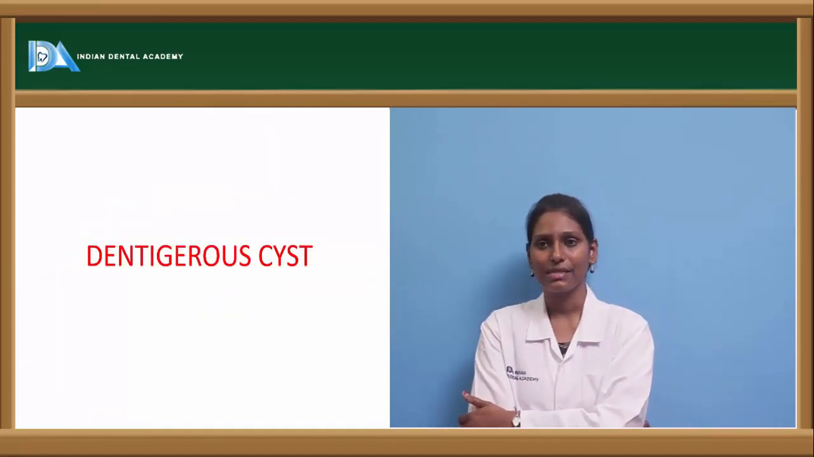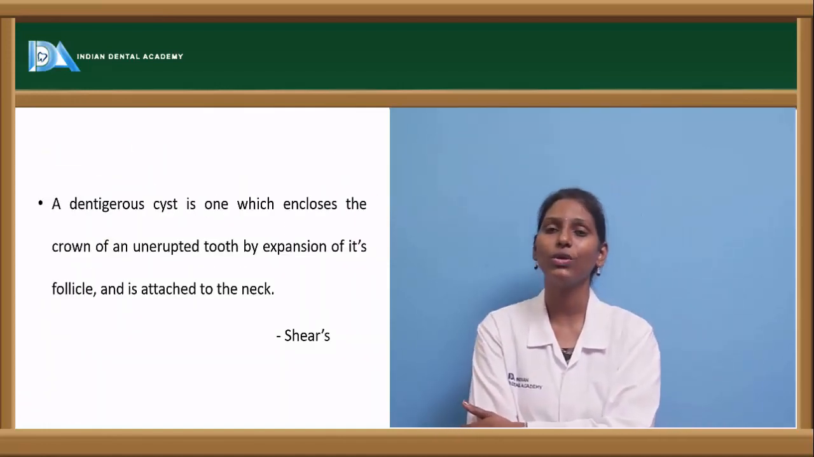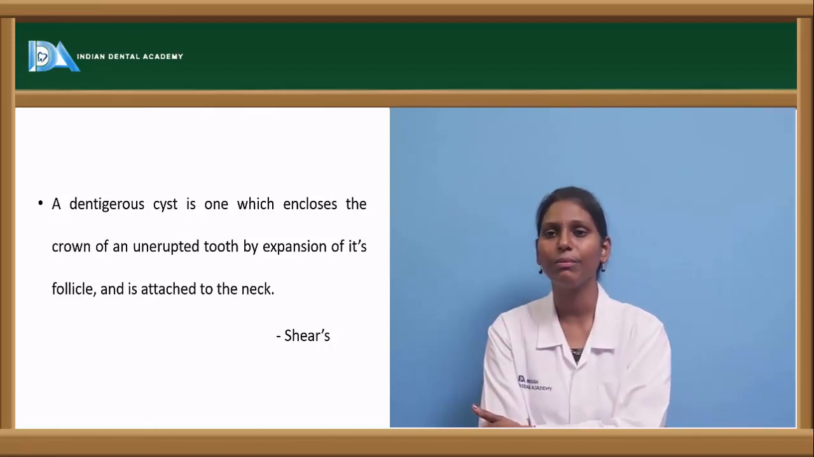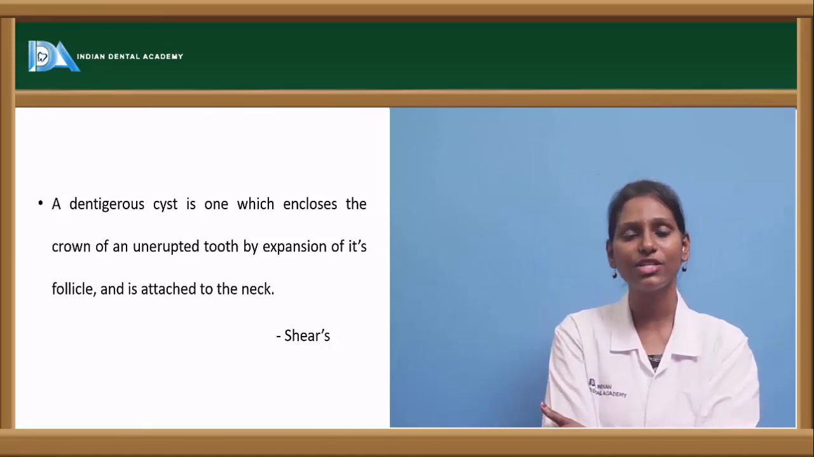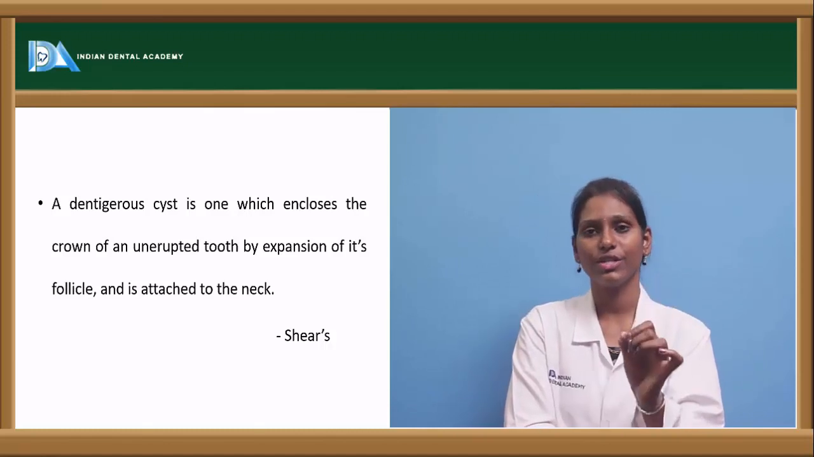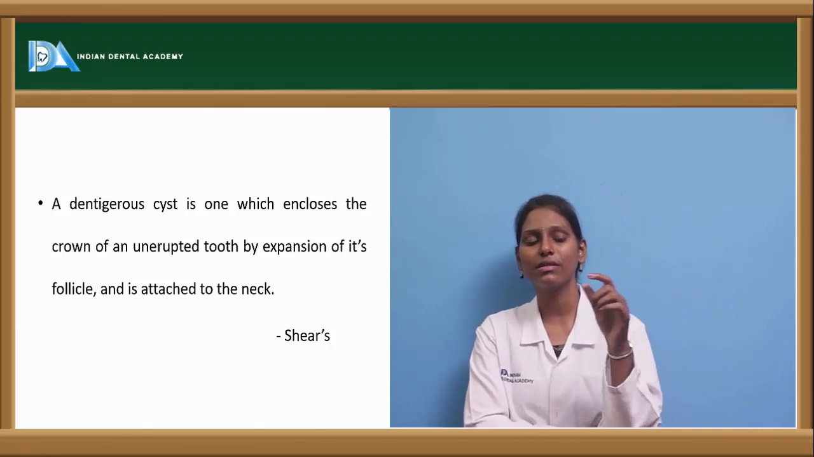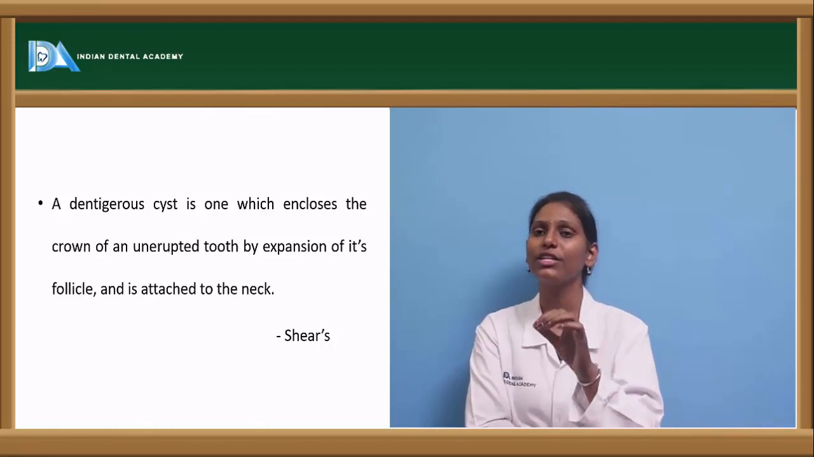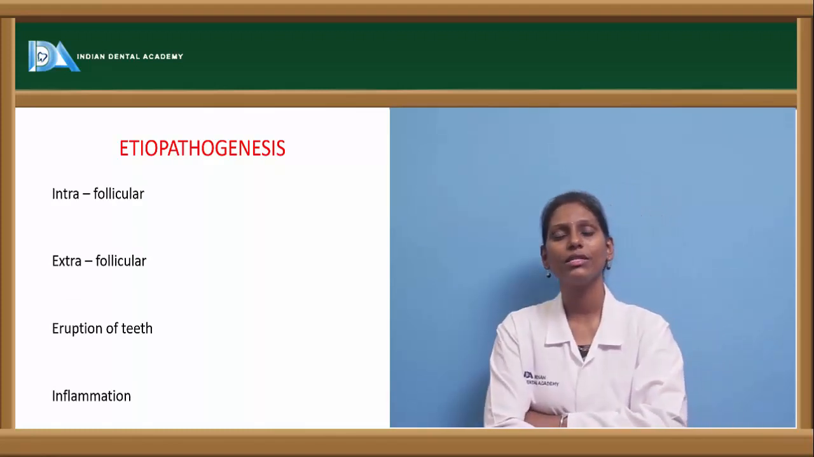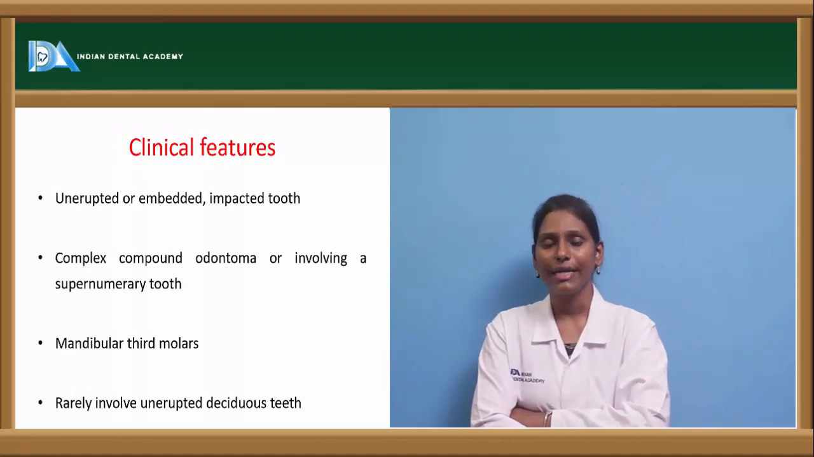Now coming to dentigerous cyst, as I said, it is one of the most common cysts encountered in the oral cavity. It encloses the crown of an unerupted tooth by expansion of its follicle and is attached to the neck. Remember, this follicle is always attached to the CEJ, the cemento-enamel junction. Even with widening of the follicular space, the attachment at the CEJ is usually maintained in a dentigerous cyst. And coming to etiopathogenesis, it can be intrafollicular, extrafollicular, or due to adaptation of the teeth or inflammation in origin.